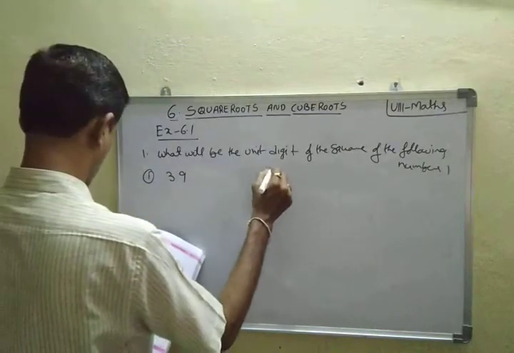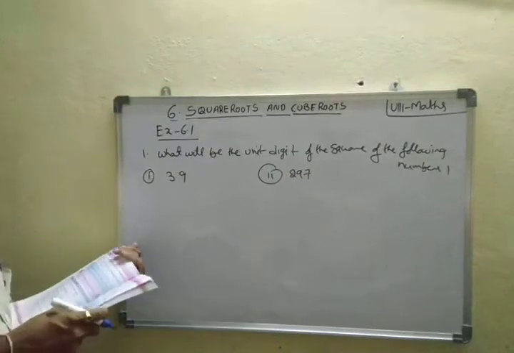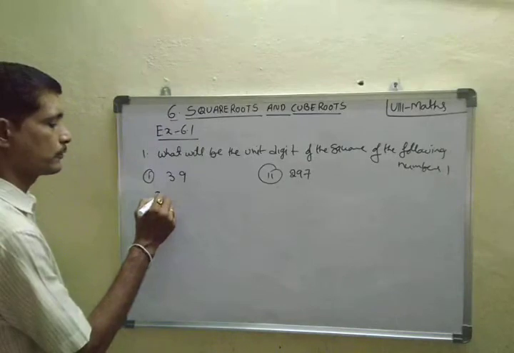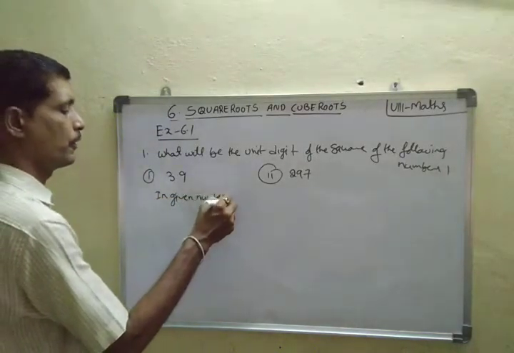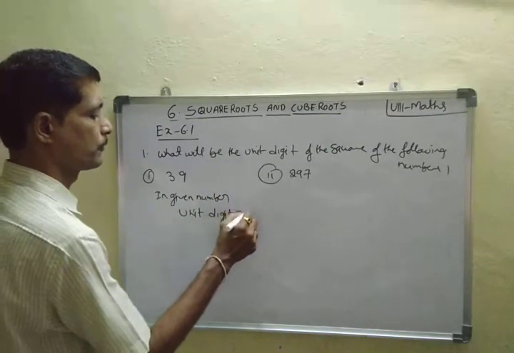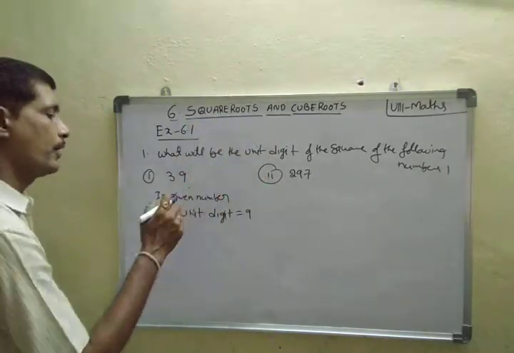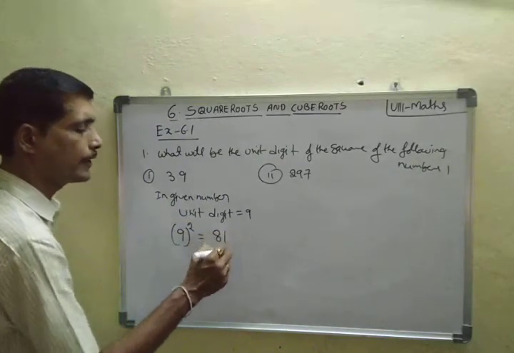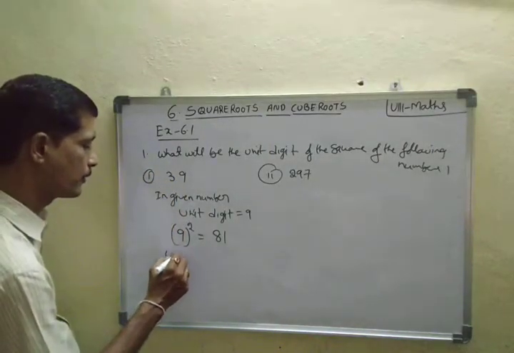Next one is 297. Here see, in 39 the unit digit is what? That is 9. In the given number, the unit digit is 9. You are asking what is the square of this number. Therefore, here 9 square, that equals 9 nines are 81.